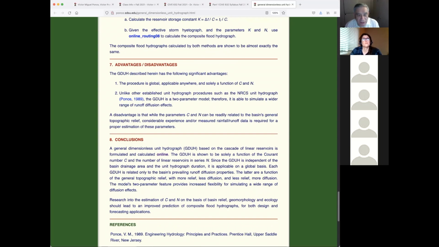Unlike other established unit hydrograph procedures, such as NRCS, the GDUH is a two-parameter model, like the Snyder model. Therefore, it is able to simulate a wider range of runoff diffusion. So it has a broader range. You can tweak the GDUH a lot farther and a lot better than you would the NRCS. NRCS is a very constrained methodology. Now, everybody uses it.